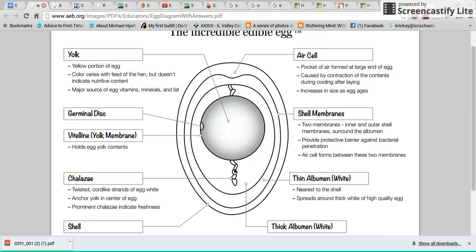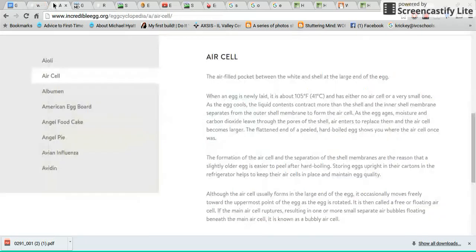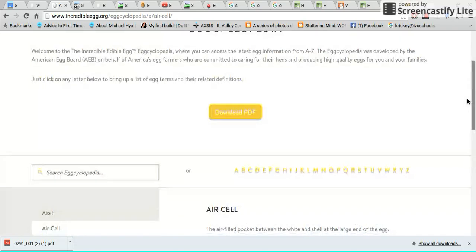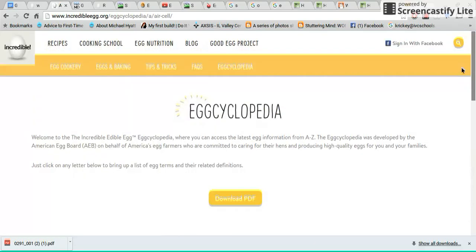We also have that chalaza, which is that funny word that looks like chalazae, and that's that twisted cord that keeps the yolk in the middle until you crack the egg. We have our air pocket, which remember when the egg is first laid is small, and then as the egg grows, it gets larger. I actually have a neat explanation of this if you want to read about it. Let me see if I can show you the website so you can have reference of it. It's just the Incredible Egg website.